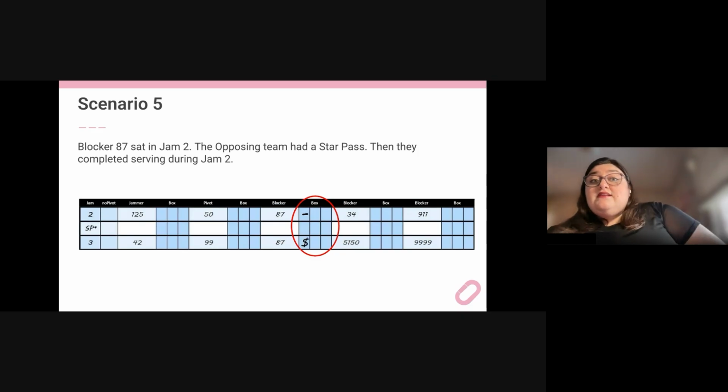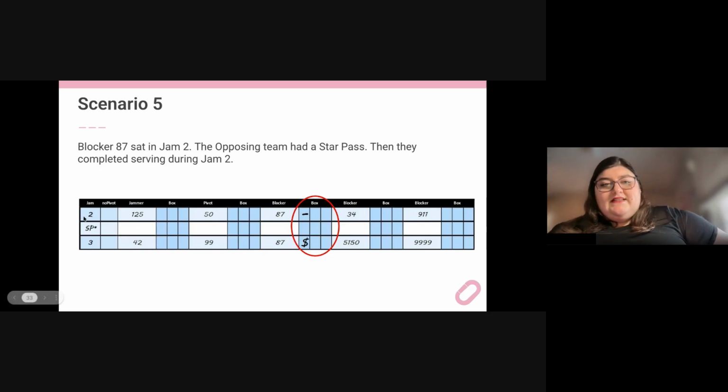So again, blocker 8-7 sat in jam 2. The opposing team had a star pass, and then they completed service during jam 3. That's an error. So basically, they sat in jam 2. There was a star pass for the other team. The jam ended, and they started in the box in jam 3 and completed in jam 3.